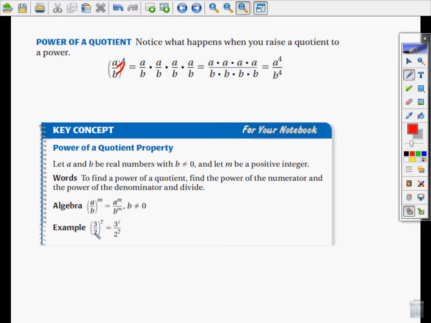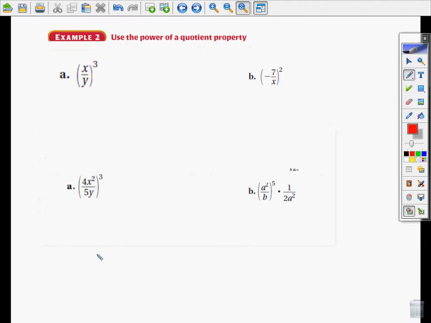So for example, if I have 3 halves to the power of 7, it's 3 to the 7th over 2 to the 7th. You take the 7 to all factors in the numerator and in the denominator. So let's do a couple of these examples. X divided by y to the 3rd is simply x to the 3rd over y to the 3rd. Negative 7 over x to the 2nd is negative 7 to the 2nd over x to the 2nd.